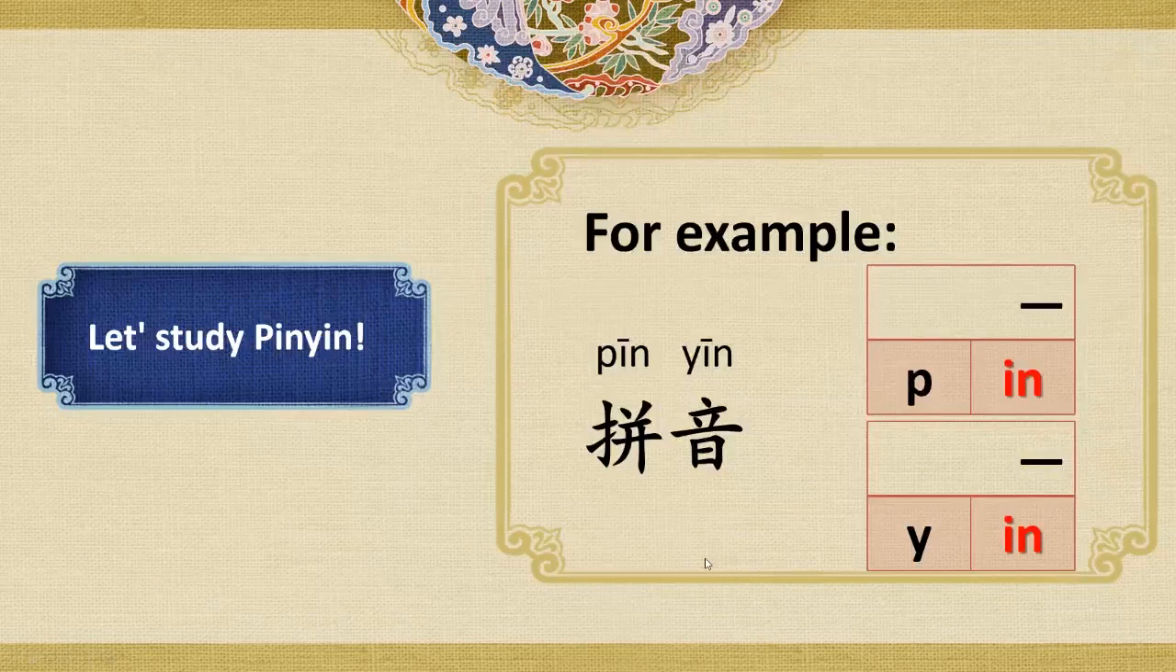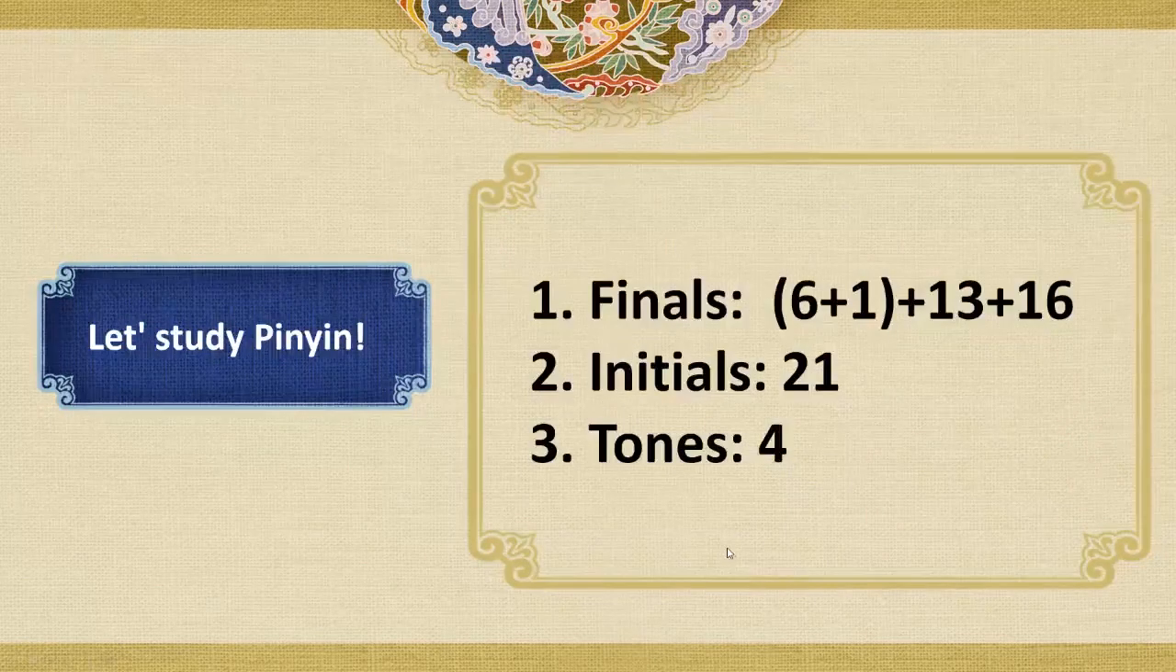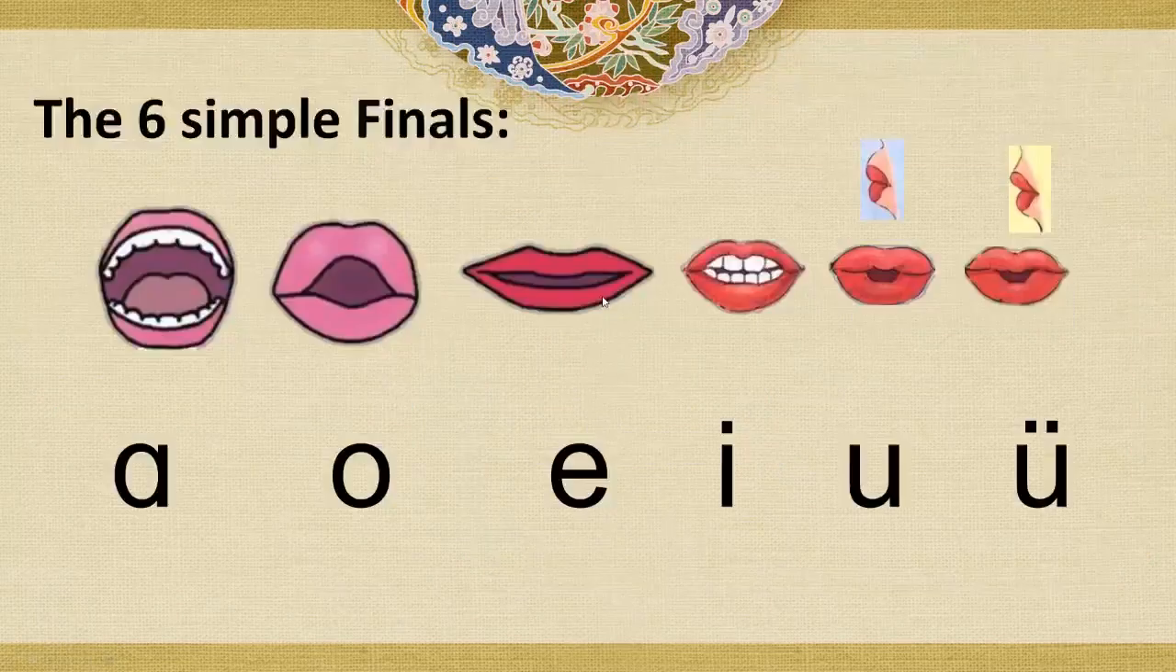Okay. In Chinese Pinyin, we have 7 simple finals, including 1 special simple final, R, and 13 compound finals, 16 finals with a nasal ending, 21 initials, 4 tones. First of all, we learn the 6 basic simple finals.